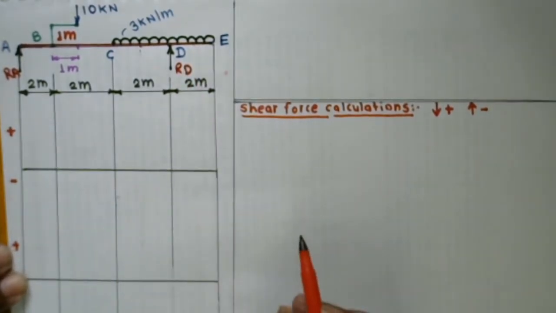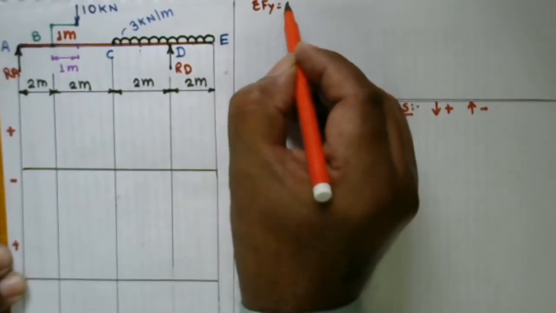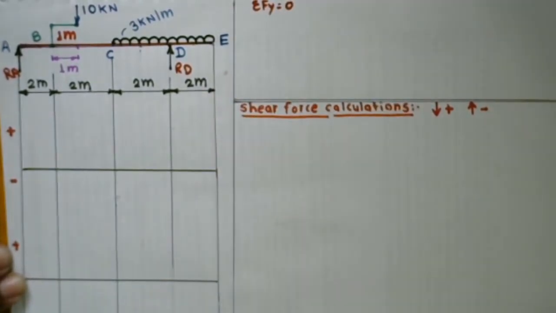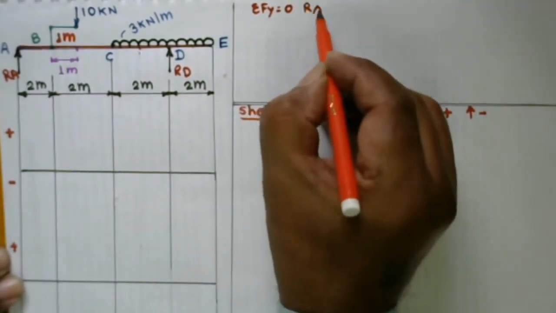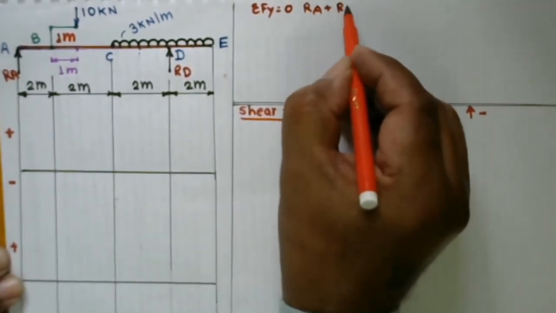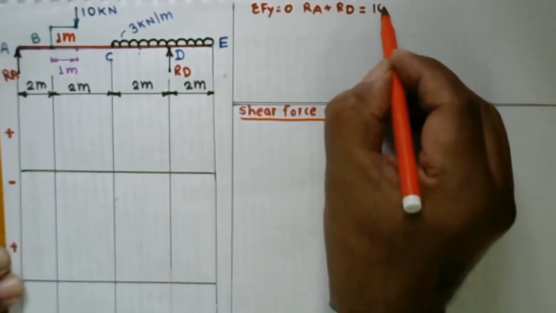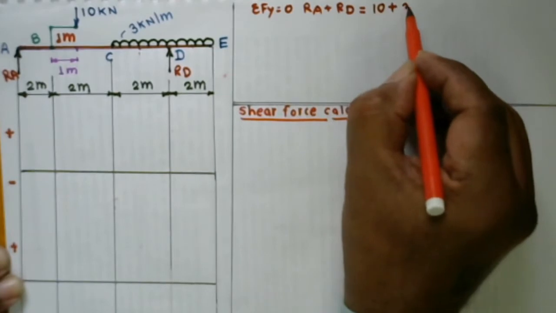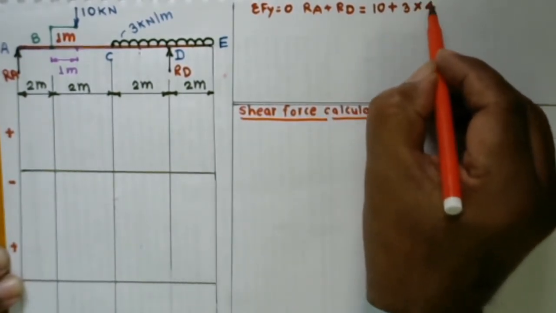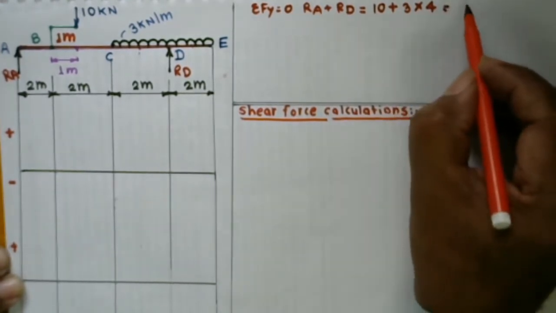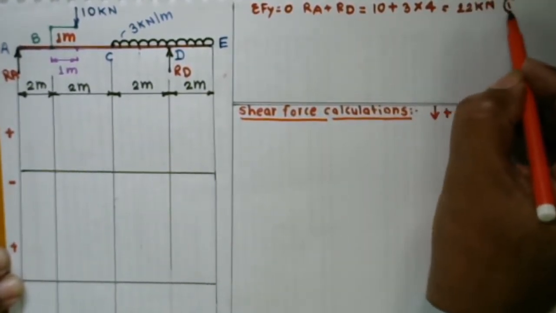To calculate RA and RD, summation Fy is equal to 0. It means upward forces are equal to downward forces. So we may say RA plus RD, both going upward, equals the 10 kilonewton force acting downward plus the UDL of 3 kilonewton per meter. The span is 4 meters, so this is equal to 22 kilonewton, say equation number 1.